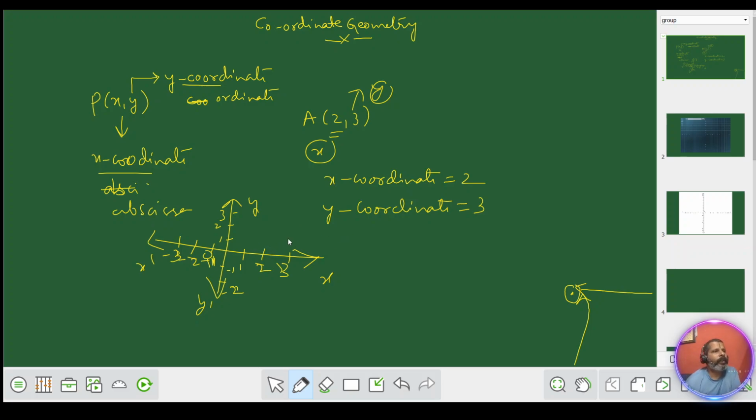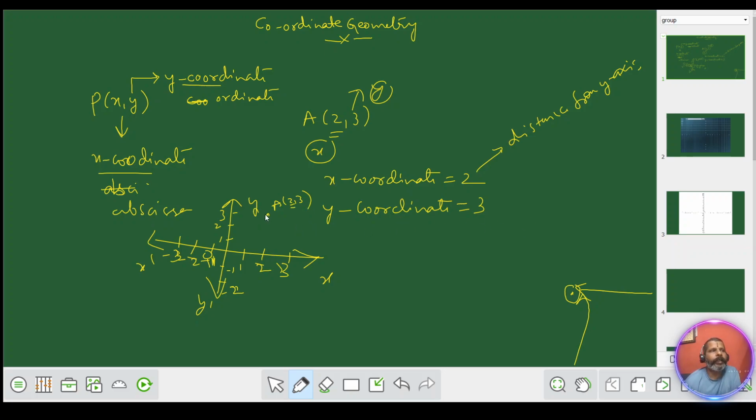So when I say 2 comma 3, how do you locate a point? 2 comma 3 means x coordinate is 2, y coordinate is 3, so here it will come, A of 2 comma 3. X coordinate 2 shows the distance of the point from y axis. X coordinate is nothing but the distance from y axis. Remember, these things are very important to understand the concept. How far the point A is from y axis, you have to say the x coordinate value. So that is 2 units.